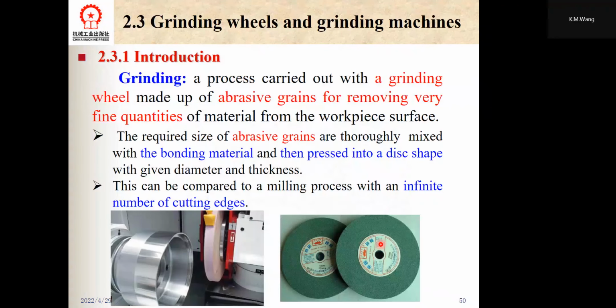And 2.3 is grinding wheels and grinding machines. This is part 3. At first is the introduction.